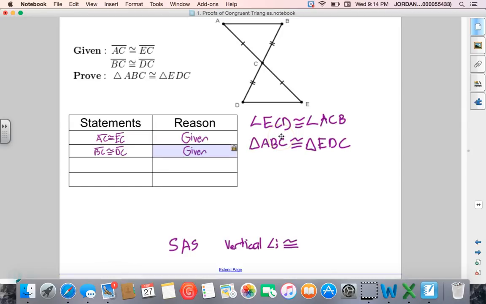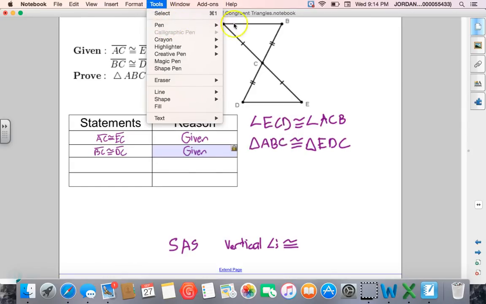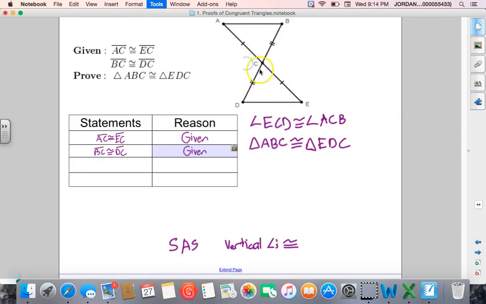Then what else do we know? Well, like one we did earlier, we know that these two angles are congruent because they are vertical angles. So angle ACB is congruent to angle ECD. That would be our next statement. Oh goodness, let's group it again.